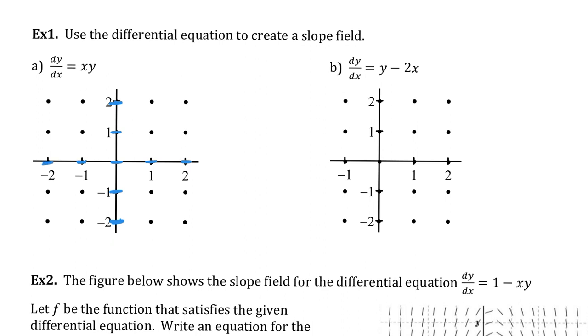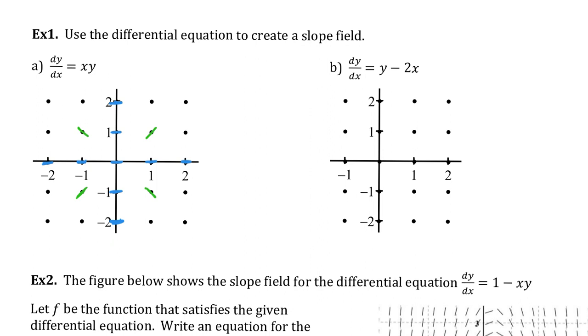Let's continue. Let's go to another spot. How about (1, 1)? At (1, 1), the slope is 1 times 1, which is 1. So I'm just going to draw a little hash mark that has a positive slope. Maybe it's 1. It's just a guess, or a reasonable estimate. If I go to (-1, 1), it's -1 times 1, which is -1. So the slope is negative. -1 times -1 is positive 1. 1 times -1 is -1. So negative slope. Okay, let's go to (1, 2).